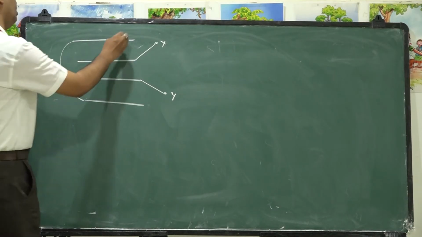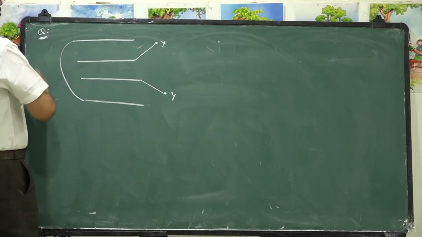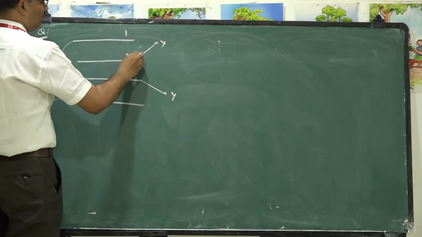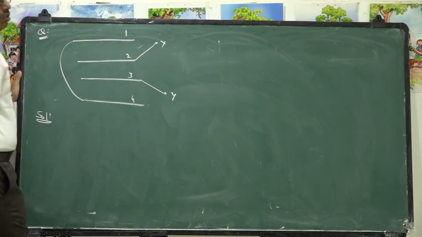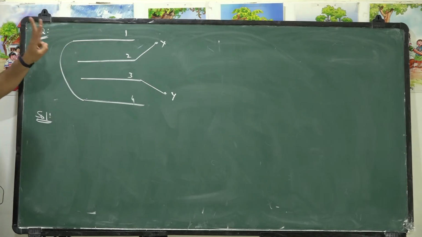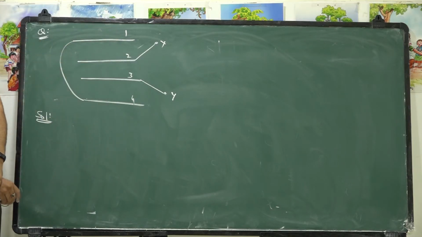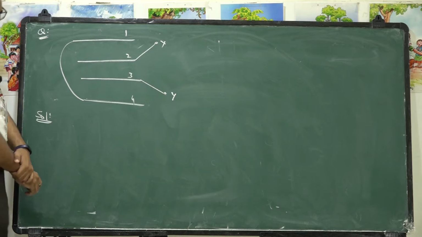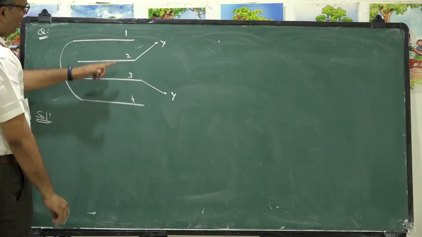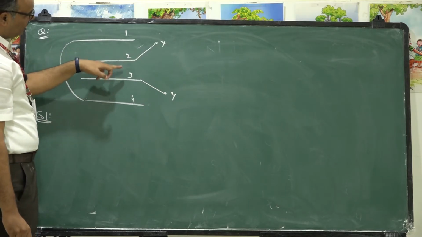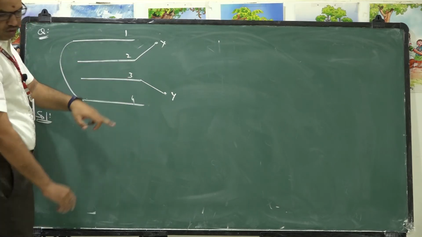How many plates are there? This is the question. Solution I am going to do. How many plates are there? 1, 2, 3, 4. So 4 plates are there, which means 3 capacitors will be formed. What are the 3 capacitors? 1, 2, 2, 3 and 3, 4. And plate 2 is common for 1, 2 capacitor and 2, 3 capacitor. Plate 3 is common for 2, 3 capacitor and 3, 4 capacitor.